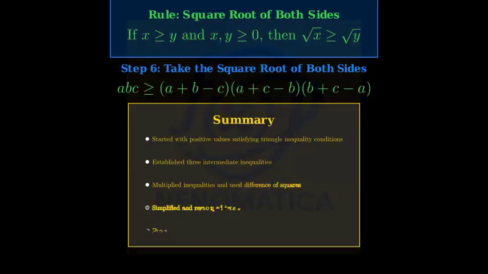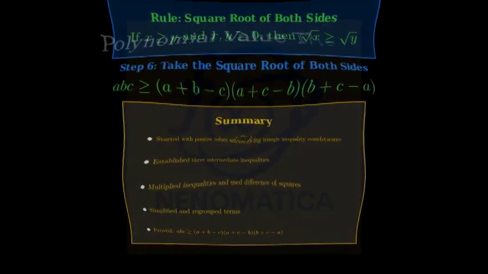Let's summarize what we've learned in this proof. We started with positive values a, b, and c that satisfy specific triangle inequality conditions. We established 3 intermediate inequalities involving squared terms. We multiplied these inequalities and used the difference of squares formula to expand. After simplifying and regrouping terms, we took the square root of both sides to prove that abc is greater than or equal to the product of a plus b minus c, a plus c minus b, and b plus c minus a. This is an elegant application of algebraic manipulation and inequality properties.